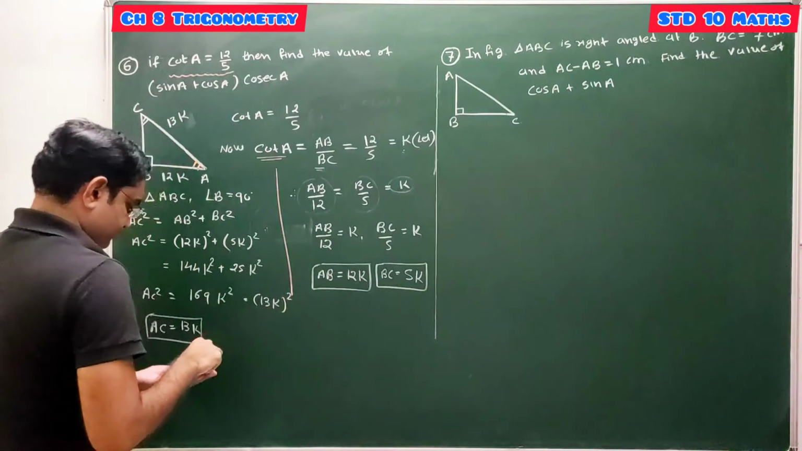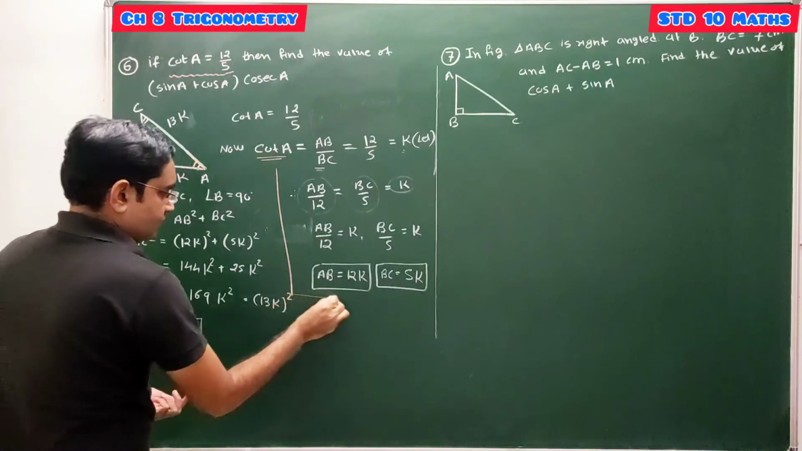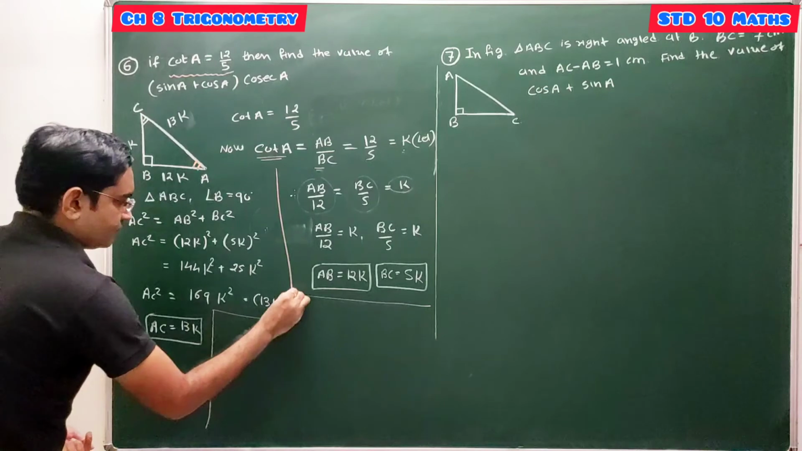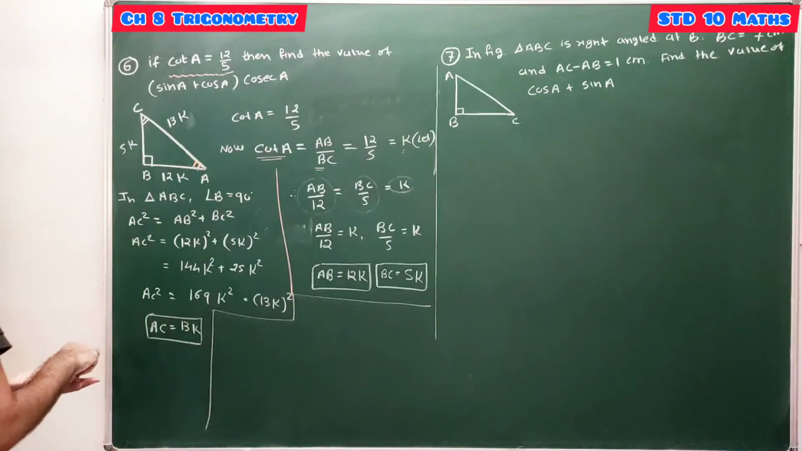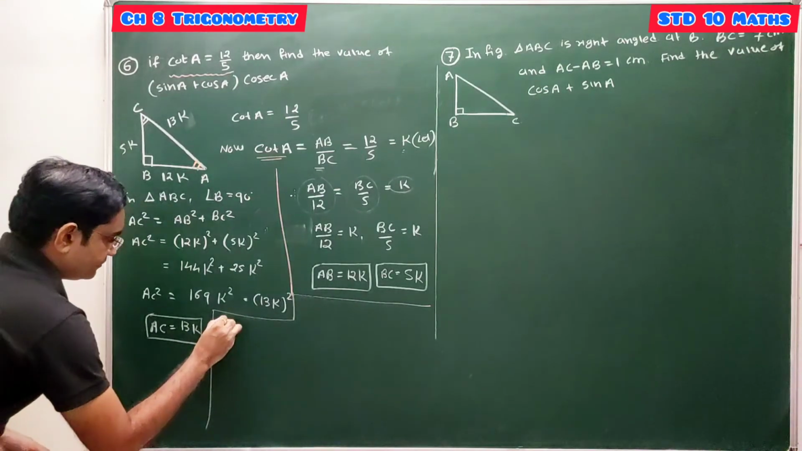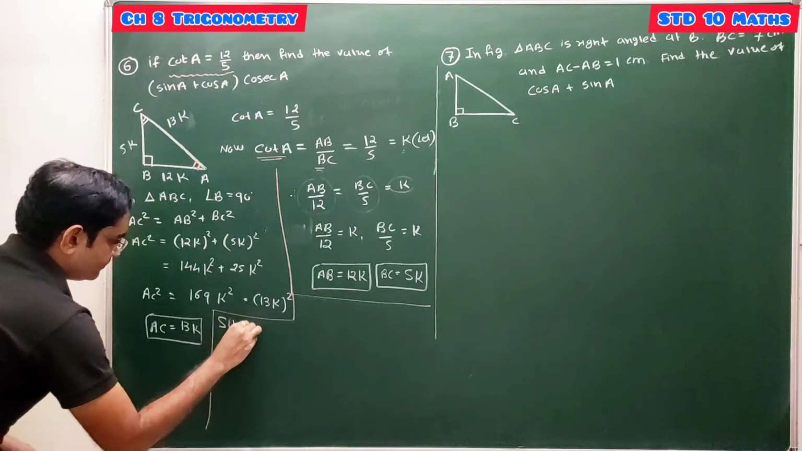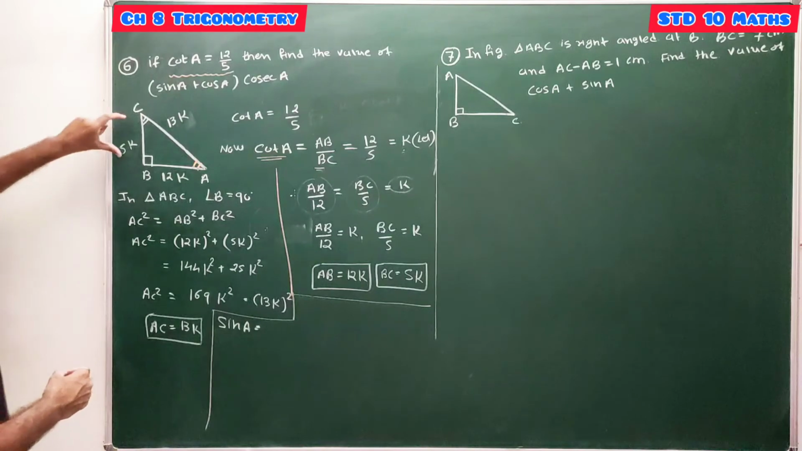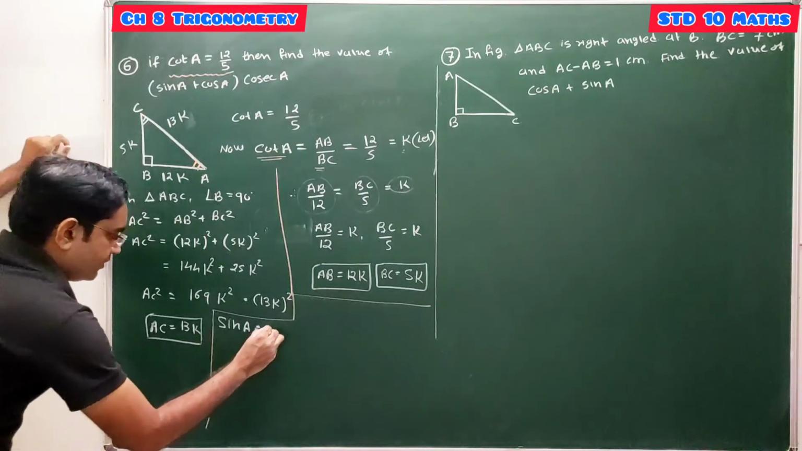So first we are finding sin A. Sin A is, by definition, opposite side by hypotenuse. So BC by AC.